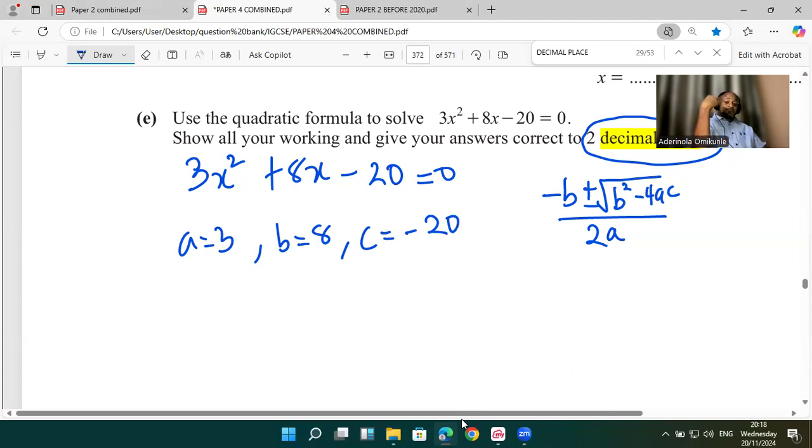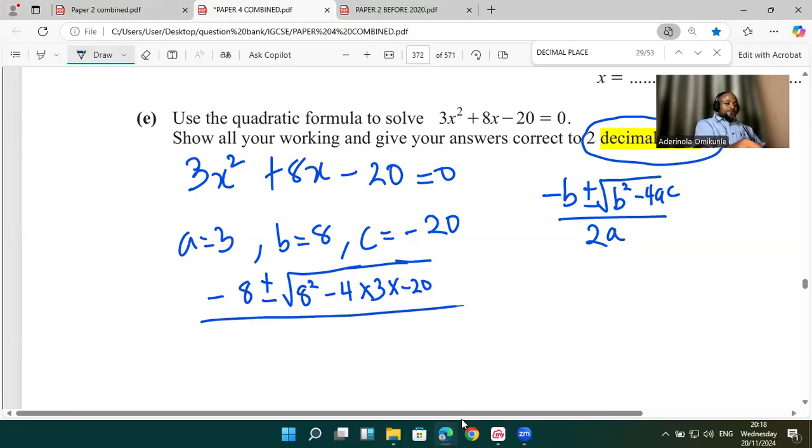Let's go ahead and put this into our formula. That gives me minus 8 plus or minus the square root of 8 squared minus 4 times 3 times negative 20, all over 2 times 3.